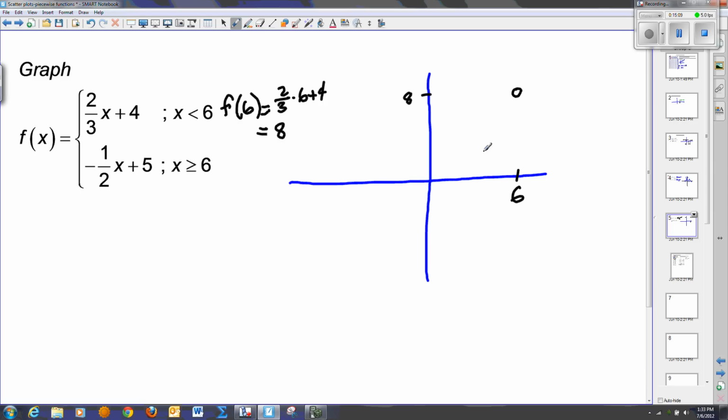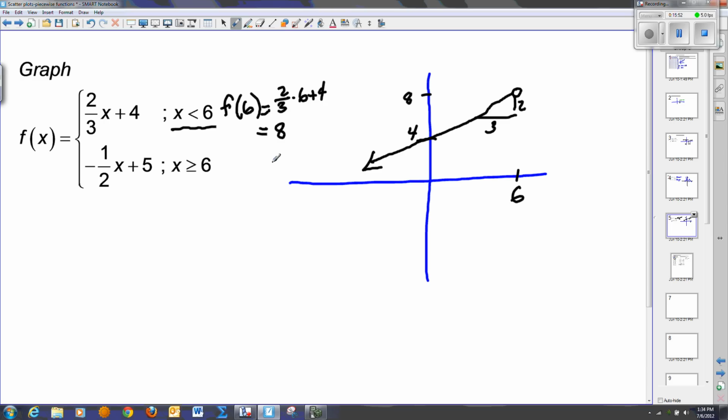This says I have a slope of 2/3. Now I can't go up 2 and over 3 because the stipulation of this equation says I have to graph when x is less than 6. So to get a positive slope and not go up and over, I have to go down and to the left. So I'm going to go down 2 and over 3, giving me an equation that looks something like that. All right, and we know this would go through the point 4 because that's its y-intercept.